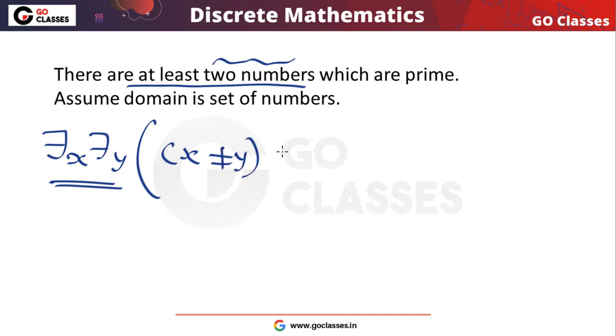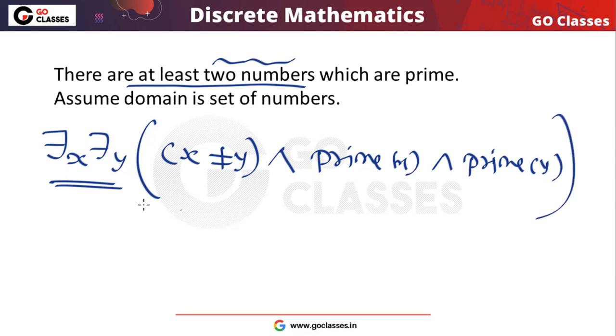Because we want at least two numbers, they must be different, and this x must be a prime and this y must be a prime. So this is how we can write it. Very simple: there exists x, there exists y. At least two means they must be different, they should not be the same. So we want two different prime numbers. So x and y should be different, and x should be a prime and y should be a prime. So this is how we can convert.